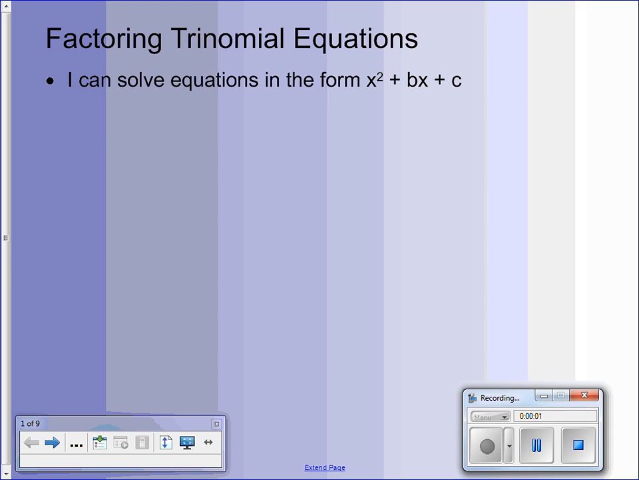In this lesson, we will be factoring trinomial equations. By the end of the lesson, you should be able to factor an equation in the form of x squared plus bx plus c.